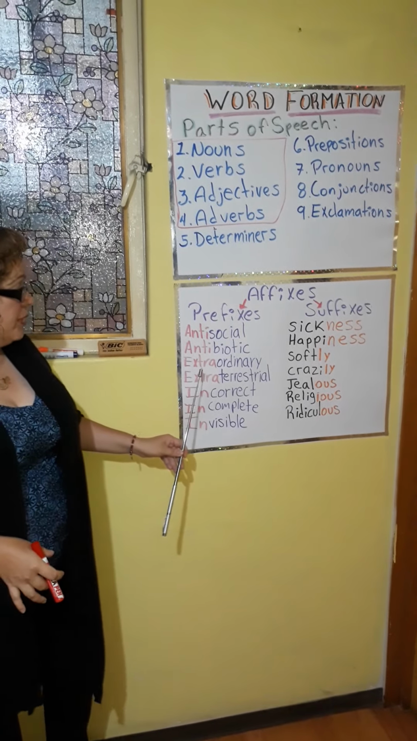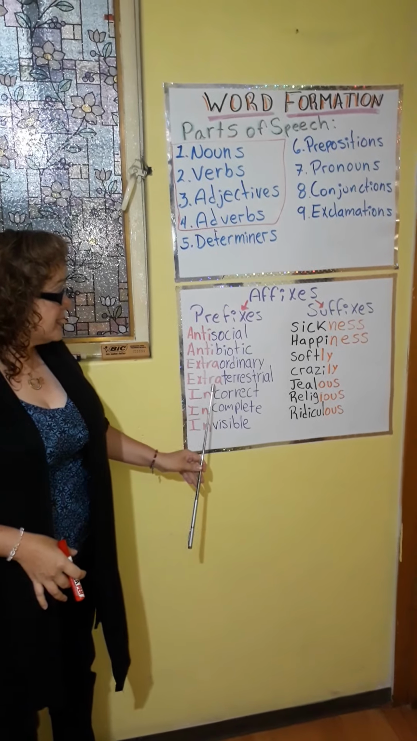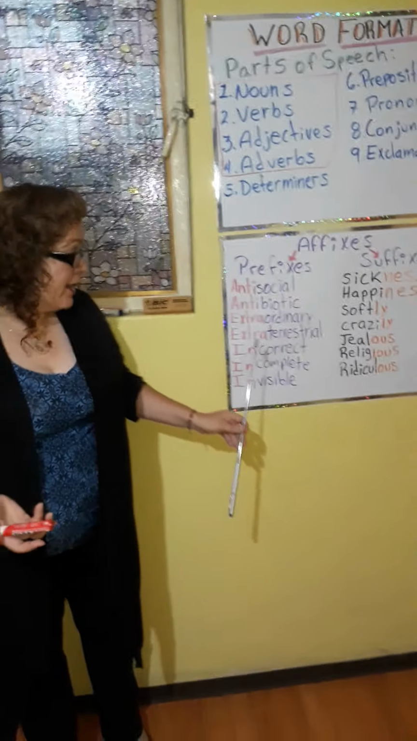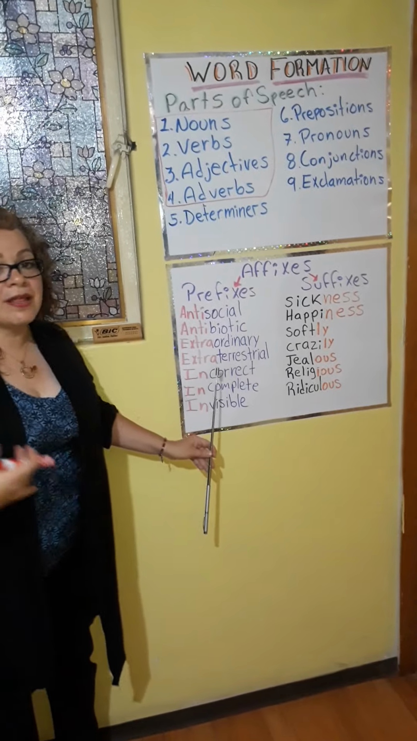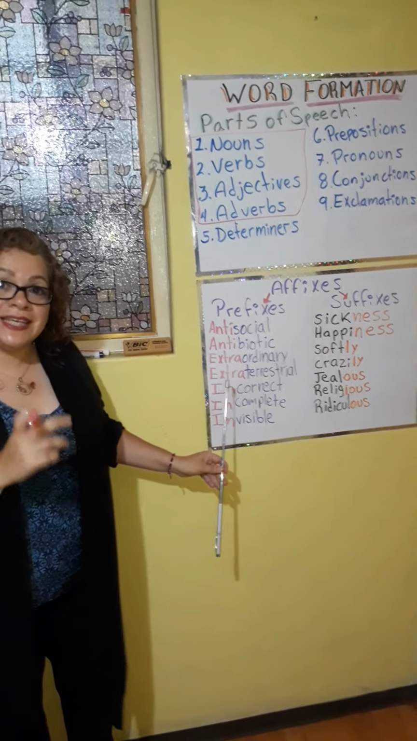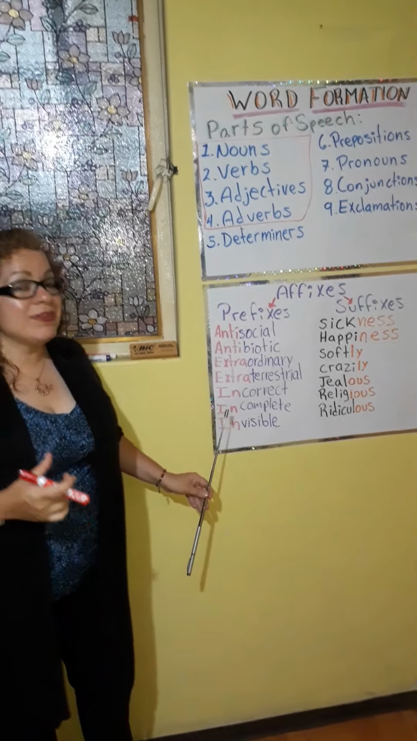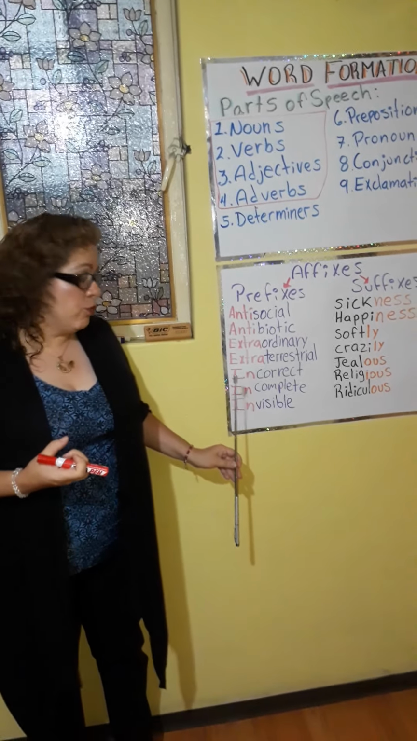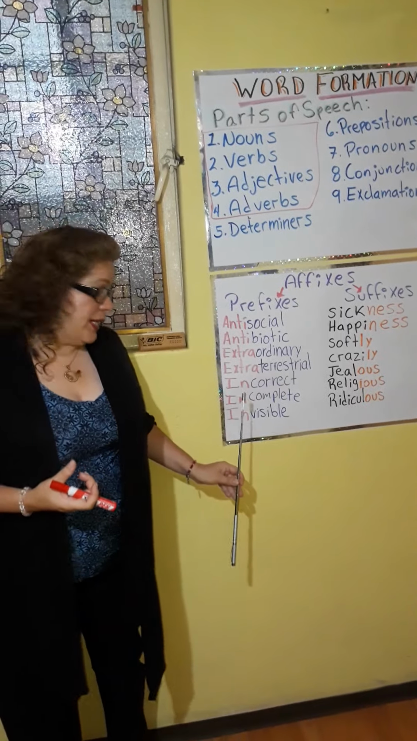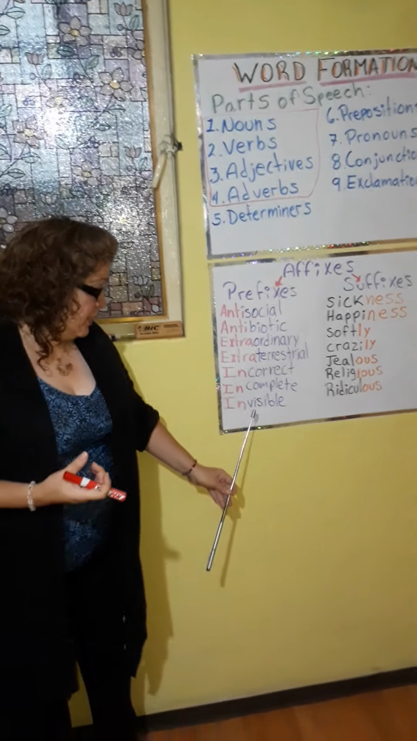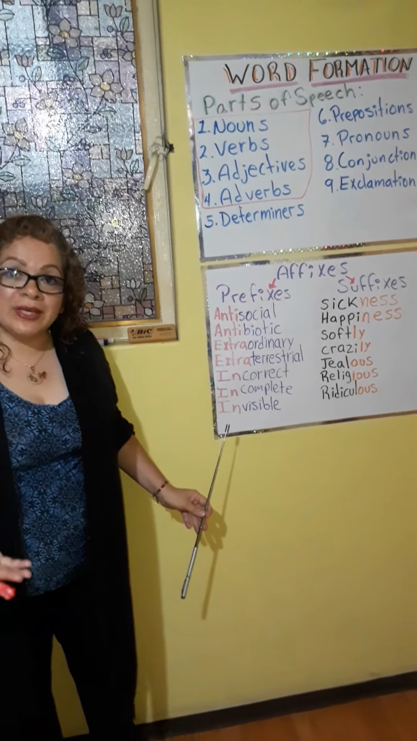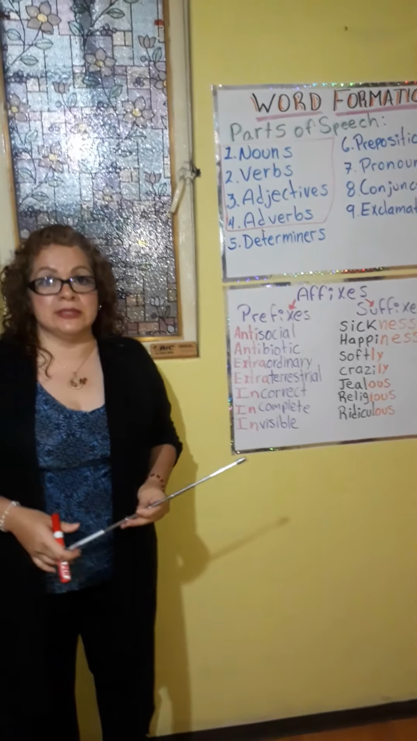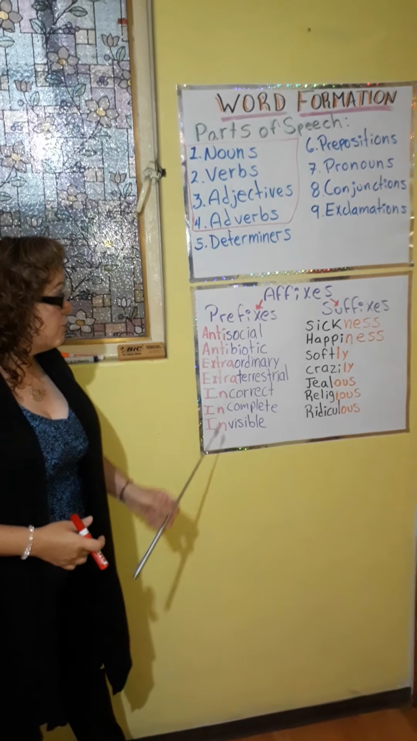Then we have, for example, extraordinary, extraterrestrial. Extra gives the meaning more than. More than ordinary, more than terrestrial. So it changes the meaning of the word. Then we have in. In gives the meaning not to the new word. For example, correct, incorrect, complete, incomplete, visible, invisible. So it gives the meaning not visible, not complete, and not correct. So these are some examples of prefixes.